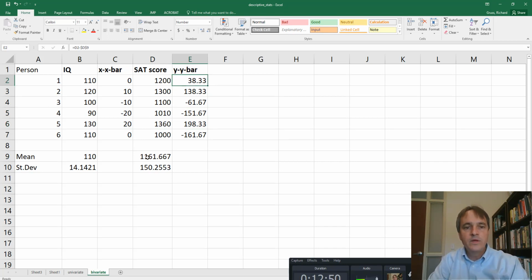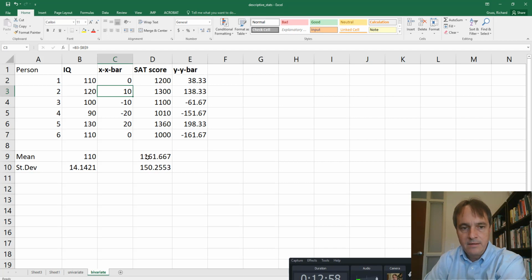One thing we can observe right away is that when the IQ is above the mean, the SAT score tends to be above the mean also.